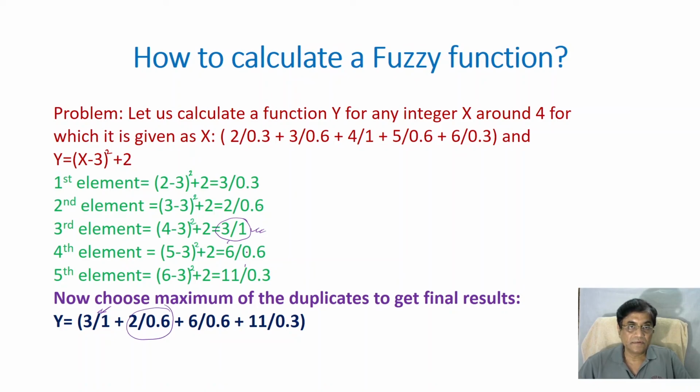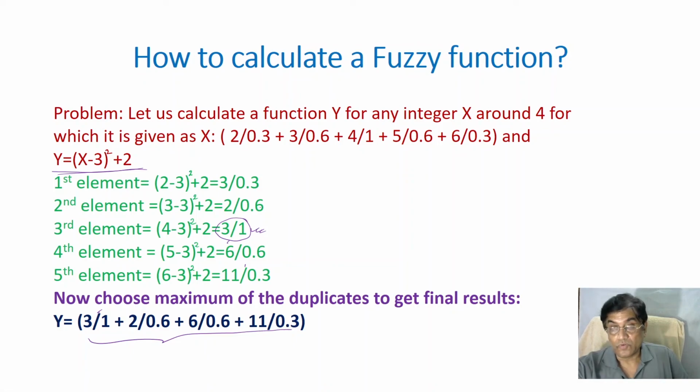Then 6. Is there any 6? No. So as it is, it will be there. 11. Is there any 11? No. So as it is, it will be there. So after evaluation of this function, I will get again a fuzzy set, which is given by this. So you know fuzzy manipulation now. You know how to evaluate a fuzzy function.